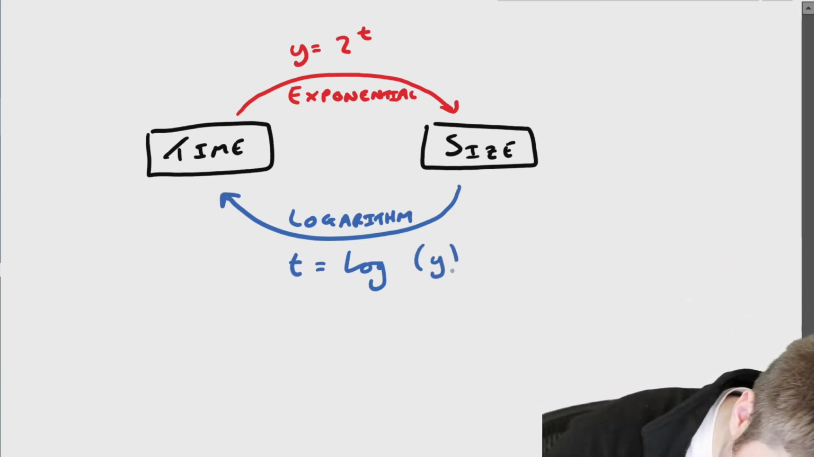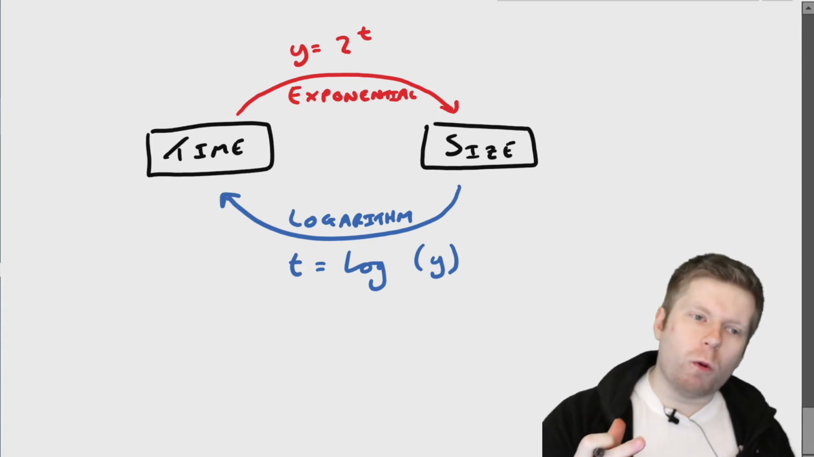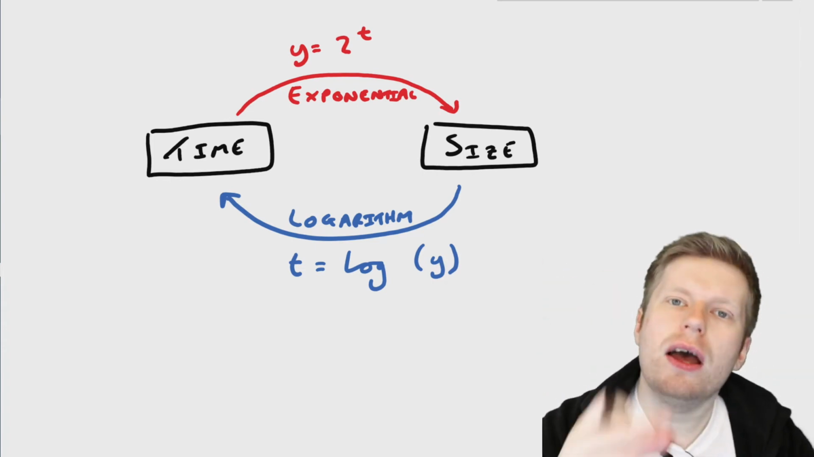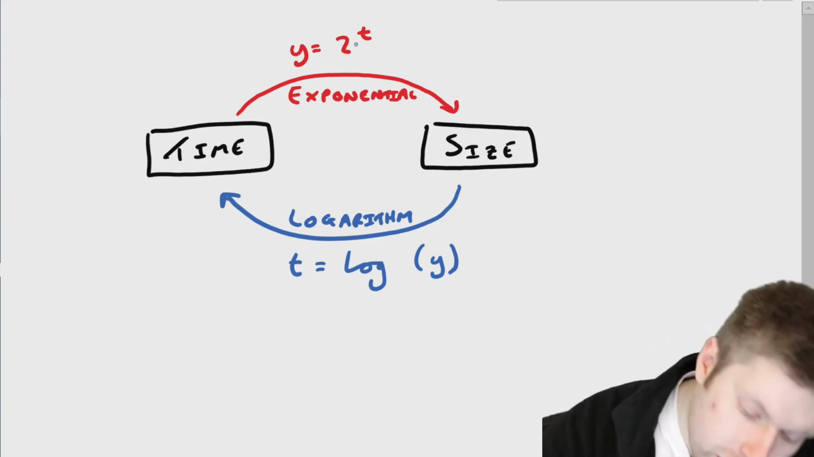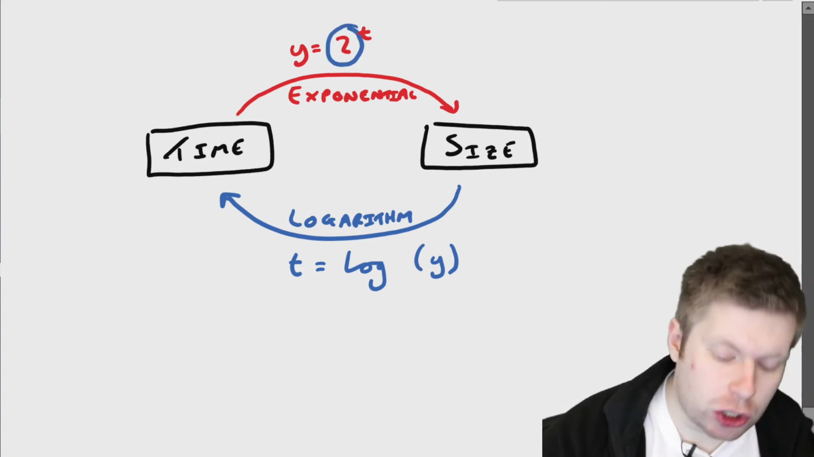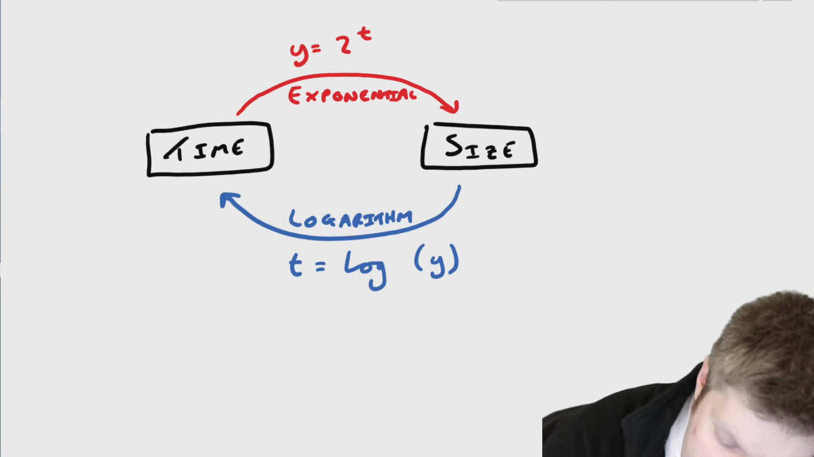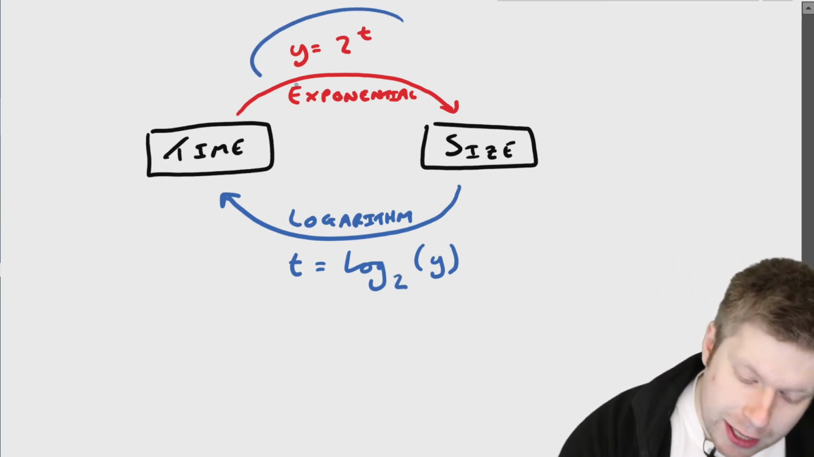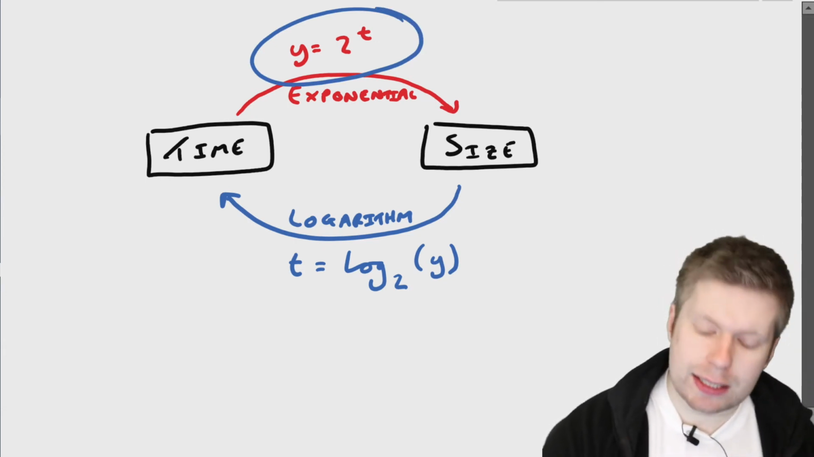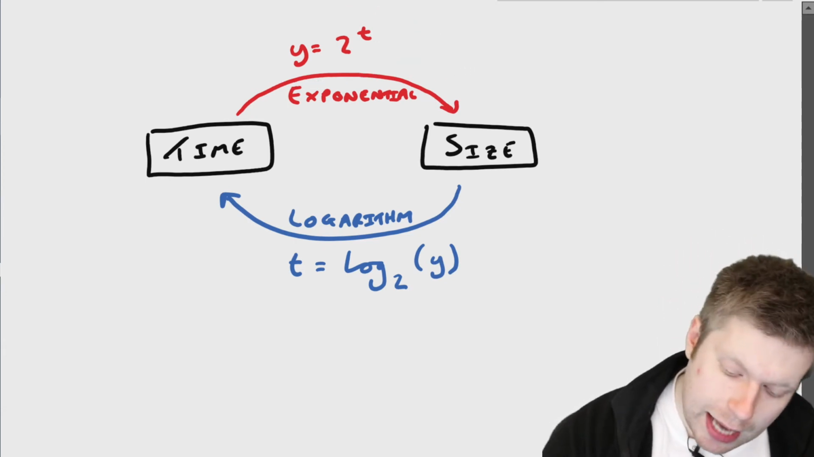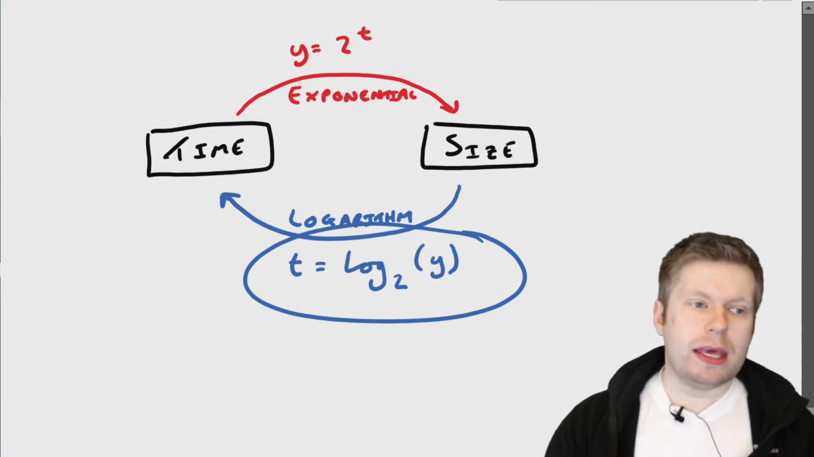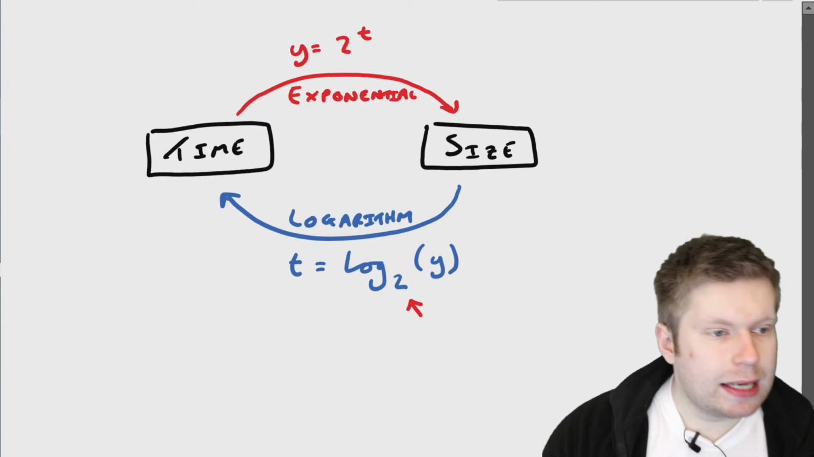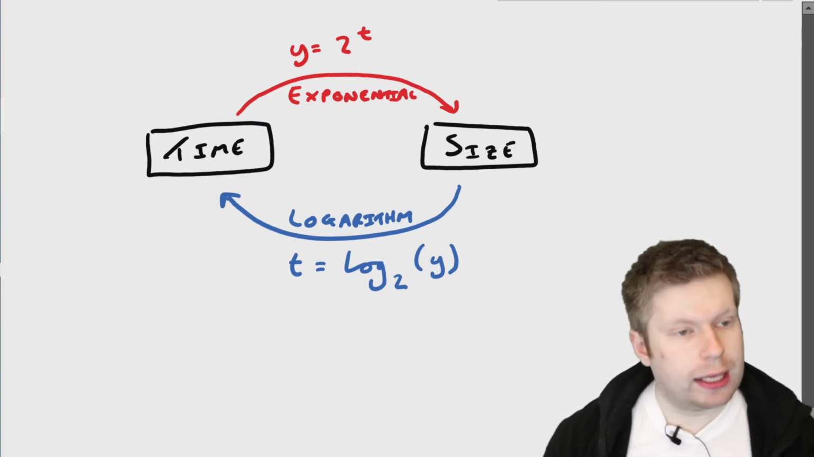So I need to be given a size, but I also need to be told what your growth factor is every time. So what you're timesing by for every time interval, okay? In this case, my growth factor is 2, and that is also baked into the logarithm, and I just put it as a little 2 down here. Just like with an exponential, the growth factor is baked into that equation. Same kind of idea with a logarithm. The growth factor is baked into that equation, and it's baked in down here as a little 2.